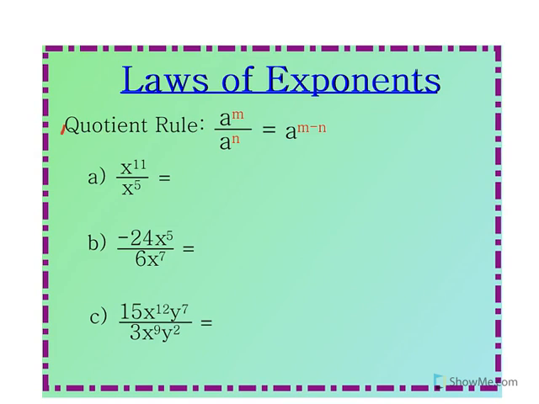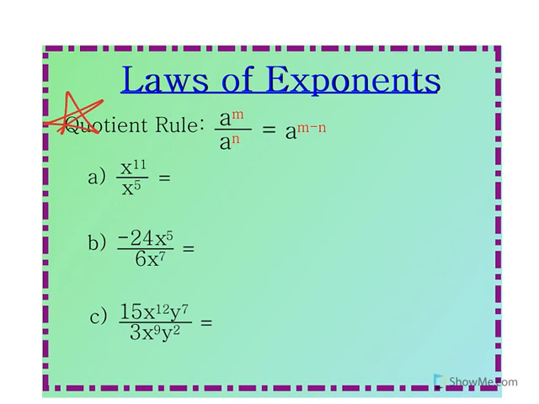The first rule that I want you to write in your notes is the quotient rule. Quotient means we're dividing. If we have two terms with the same base, they both have a base of a, we are going to take their exponents, the m and the n, and we're going to subtract them, m minus n. So take a moment and write that down, and then I'm going to show you what we mean and why that works.